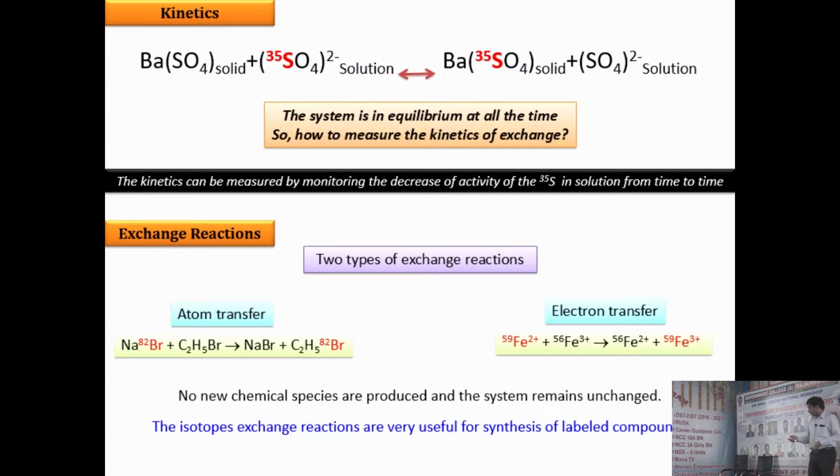No new chemical species are produced in the system; it remains unchanged. Isotope exchange reactions are very useful for the synthesis of labeled compounds. Suppose someone wants to label methyl bromide, you can take sodium bromide with the labeled one. After exchange, because of the exchange reaction, you will get it in the organic bromide form.